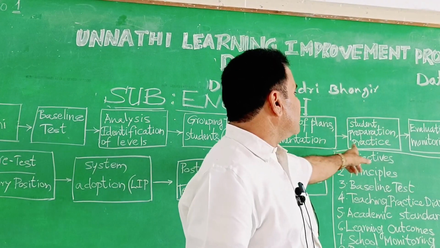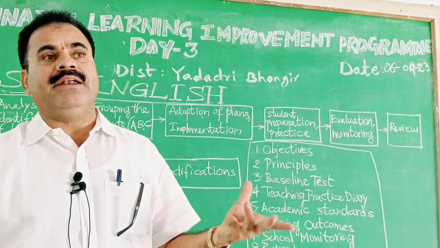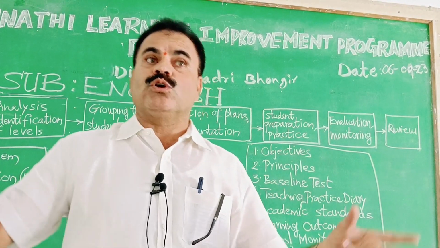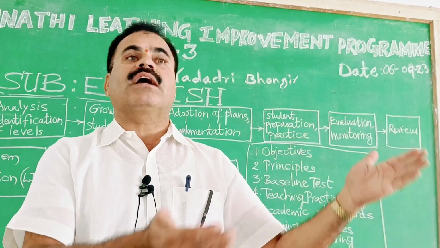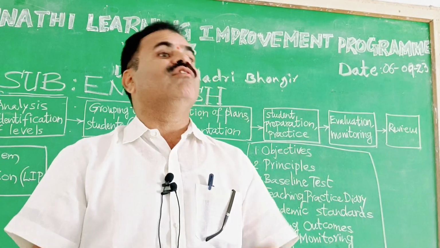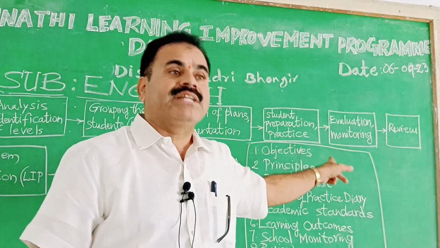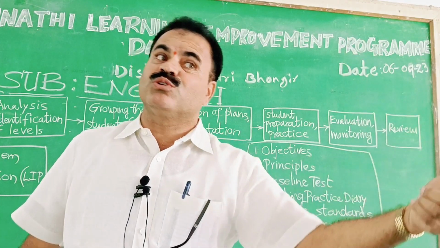And then student preparation and practice. After adoption of this plan, what do we have to do? The student preparation, I told you already, we have to identify the students who are lagging or coming in the B group or C group. We have to concentrate on them. We have to implement these action plans, and also give practice. Very much practice has to be given. For that practice, what we have to do, you know.